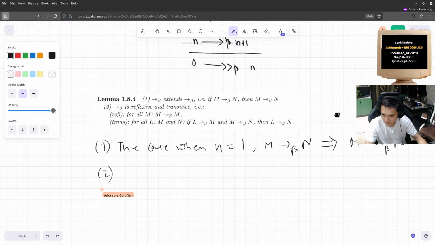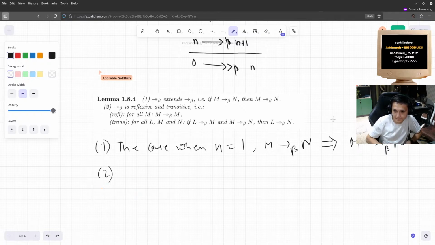Now we have to show the second thing the lemma says, that this relation is reflexive and transitive. Reflexivity, so you remember what that is? It takes it to itself. And then we have to show that it's transitive, in the sense that it can take three things, and it's basically associative. So how do we show reflexivity? I think we already talked about this. It's just N equals 0, right? It takes it to itself.